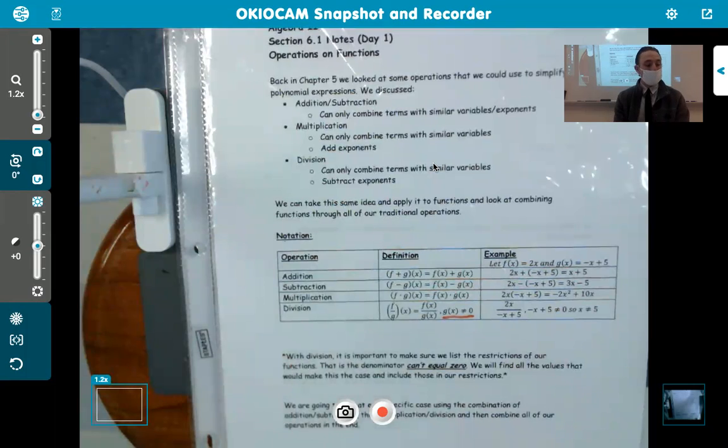Any questions about that quick introduction to what we're going to be doing with these functions? Like I said, a lot of it could be some review of what we did back in chapter 5, with the exception of the division problems where we have to state restrictions. Everybody good? Any questions at all?